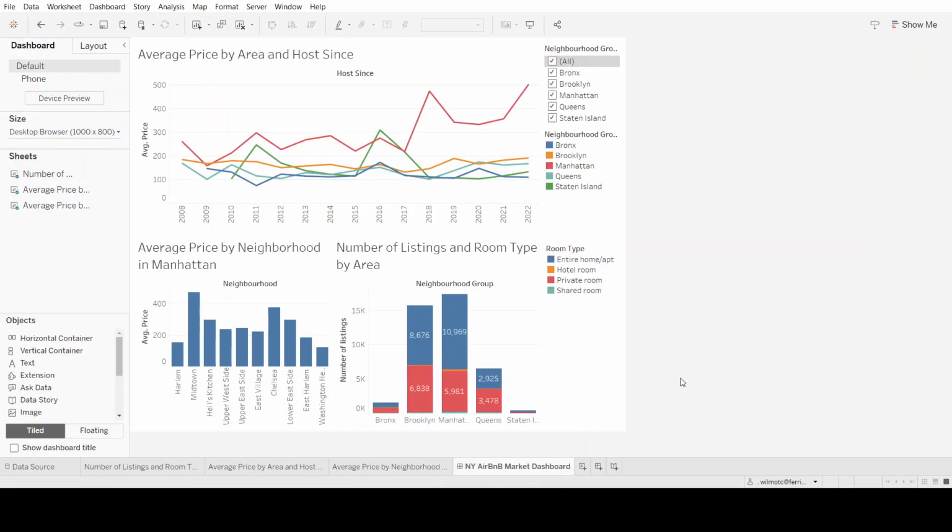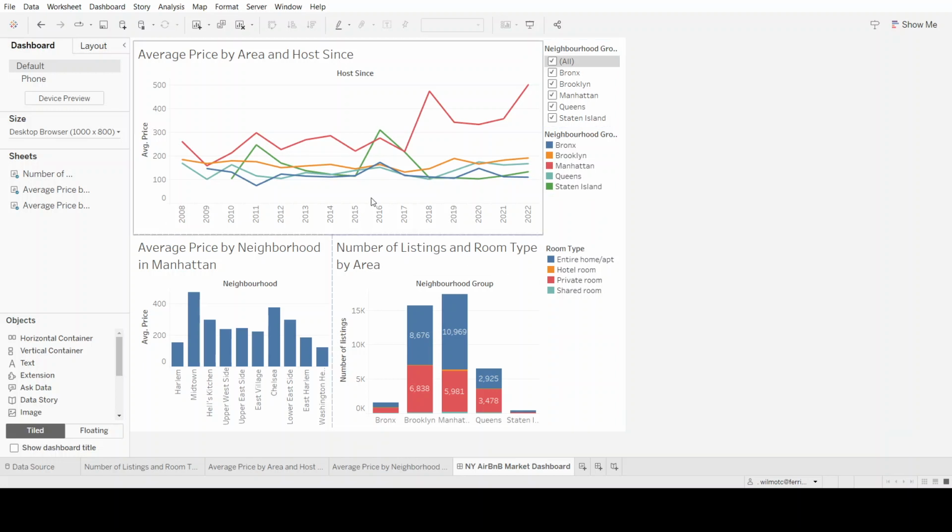So this could be useful for someone looking at the Airbnb market and trying to decipher just the overall trends over the years, looking at this top chart, and also where Airbnb is more popular within what areas and what neighborhoods, and which areas tend to be more expensive compared to less expensive.